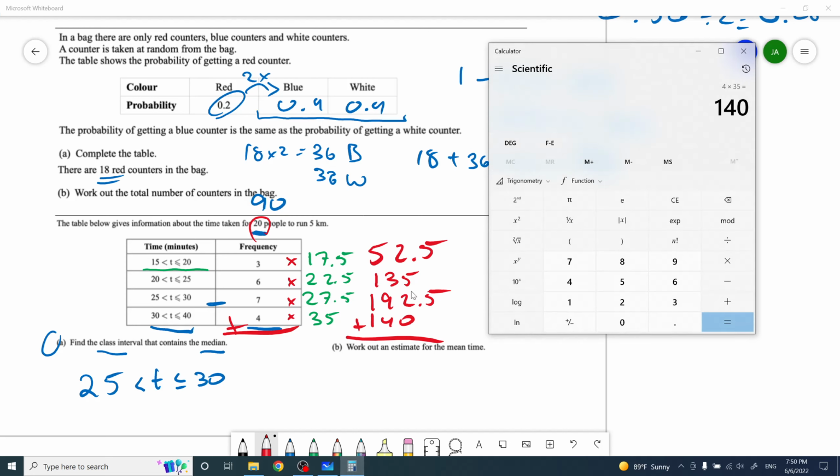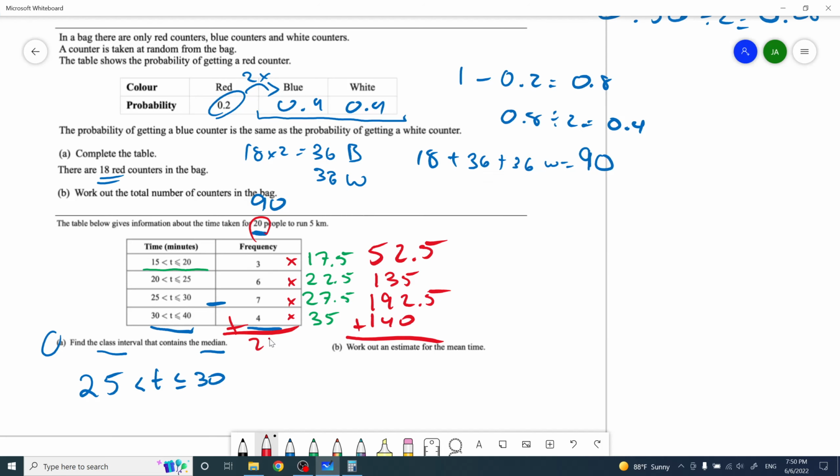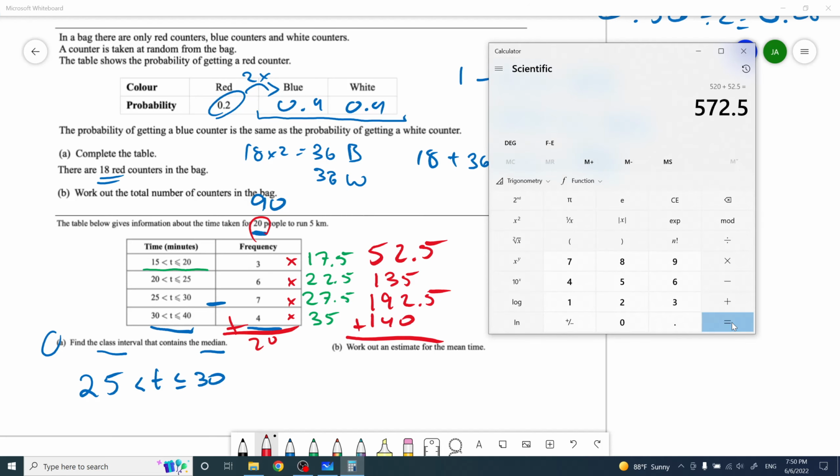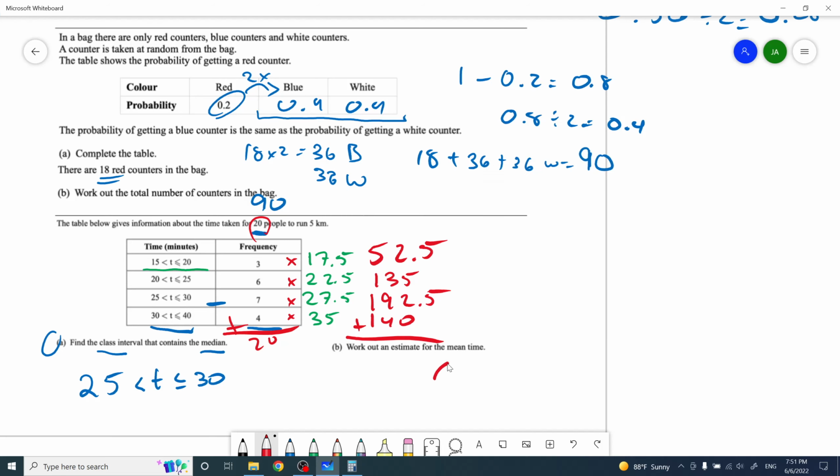So we're going to take 140 plus 192.5. Okay, well, it forgot 140 for some reason. Plus 135 plus 52.5. And we're going to divide that by what our total frequency is here, which is 20. So we're going to take this answer, 520 divided by 20, which gives us 26. So our estimate for the mean would be 26 minutes.